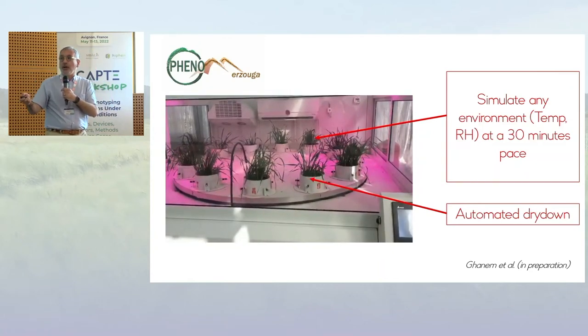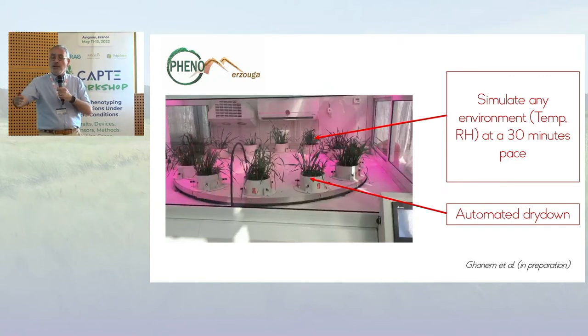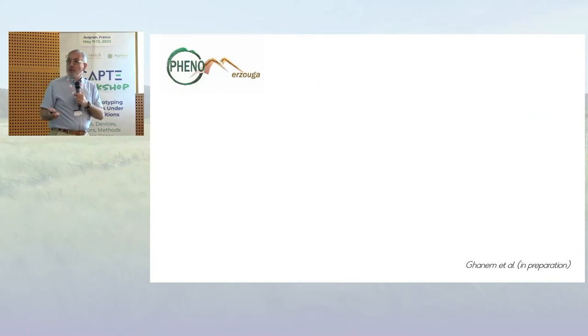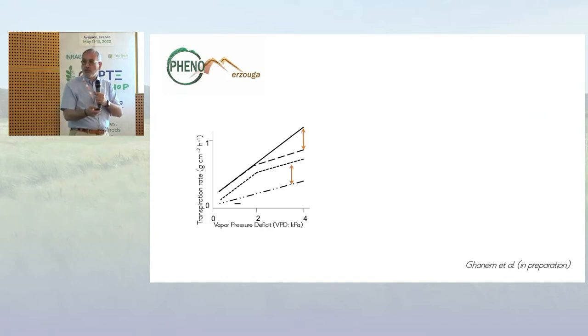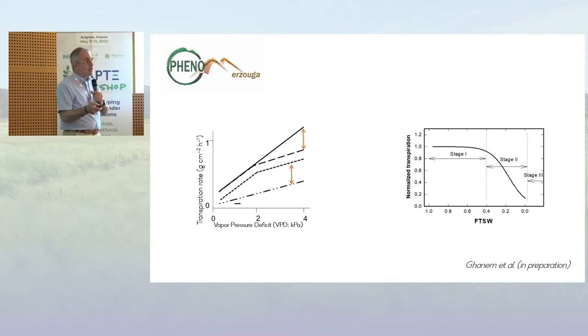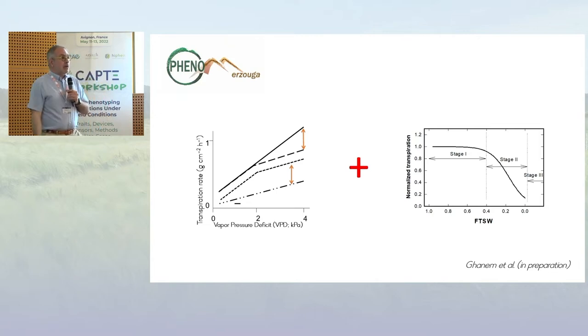You can also do a dry down at the root level, so you can dry down the soil in an automated way. And the idea of the development of this machine is that, so far, we have been looking at that type of response, where you can plot vapor pressure deficit against transpiration rate, or you can check the progression of transpiration rate as the soil dries down. But none of the studies have looked into combining both, because this is what happens basically in nature. You have a dry soil more or less coming down with a dry air.